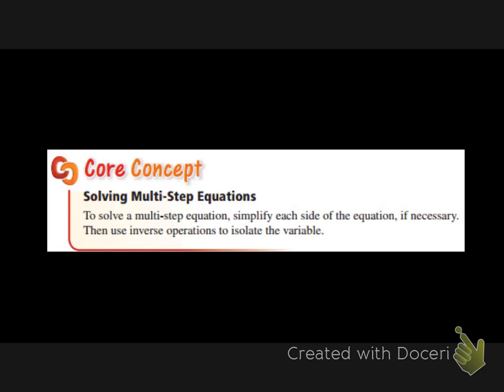The core concept here on solving multi-step equations is in order to solve them, you need to simplify each side of the equation, that means on either side of the equal sign if necessary, then use inverse operations to isolate the variable. What you're going to end up doing is reverse PEMDAS.